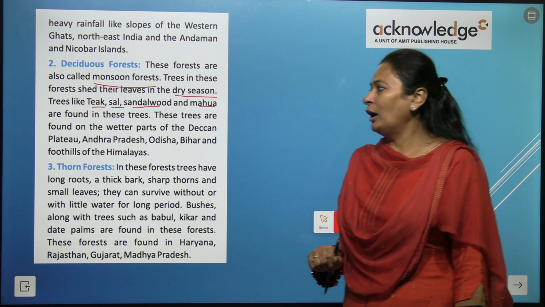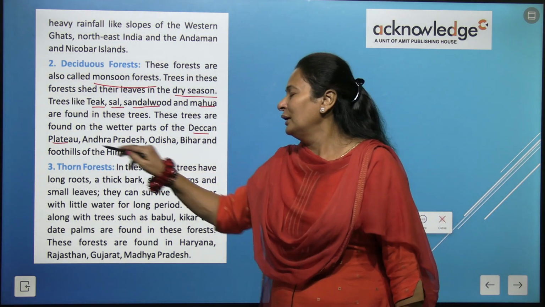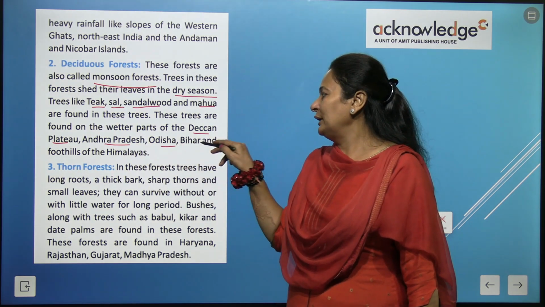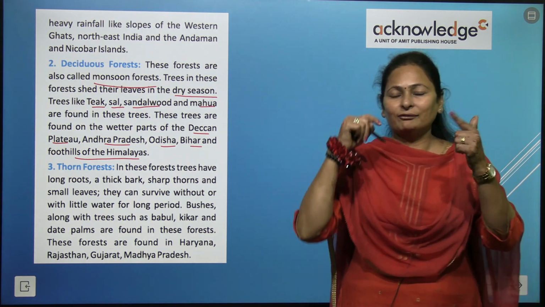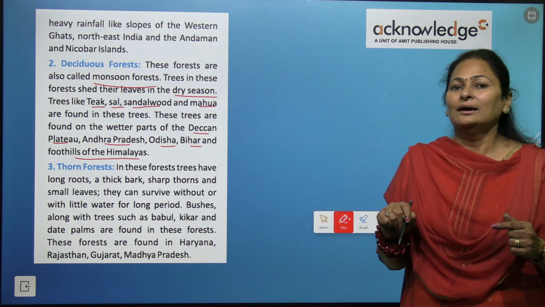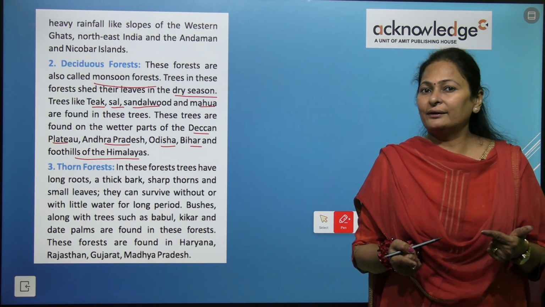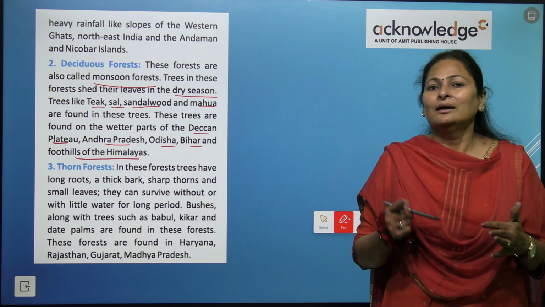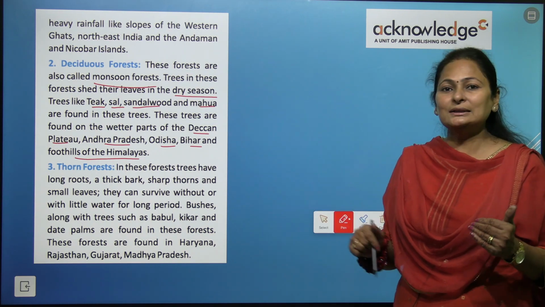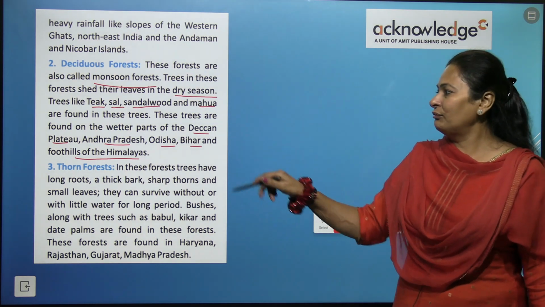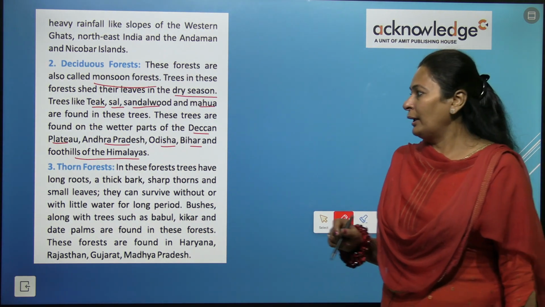These trees are found on the wetter parts of the Deccan Plateau and in states like Andhra, Odisha, Bihar and the foothills of the Himalayas. We have covered the ranges of the Himalayas, right? The foothills of the Himalayas are also called the Shivalik Range. Have you remembered this? Very good. The Greater Himalayas, the Lesser Himalayas and the foothills, that is the Shivalik Range. So you'll find these deciduous forests in the foothills of the Himalayas, right?